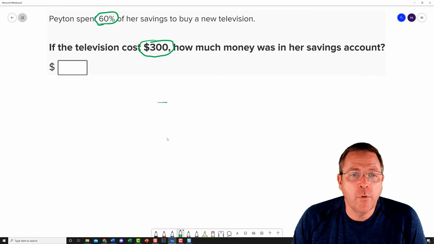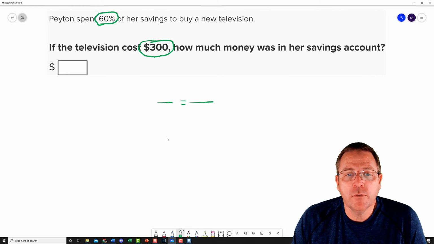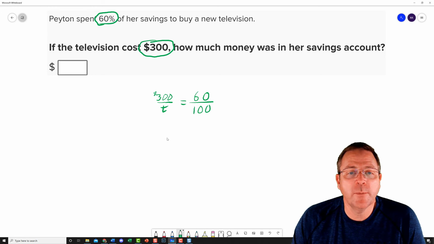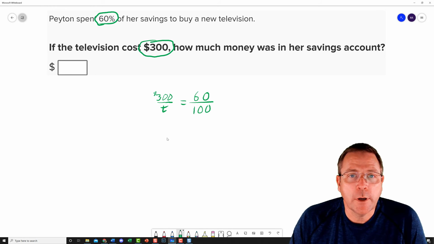Now I've said it before, given a chance, I'm going to use algebra every time. So I'm going to compare. I know I have 60%, which is 60 over 100, and I know that the amount she spent was going to be $300. How much was her total amount, which we're going to put in for T, that she had in savings prior to spending all that money? That's where we're going to go.